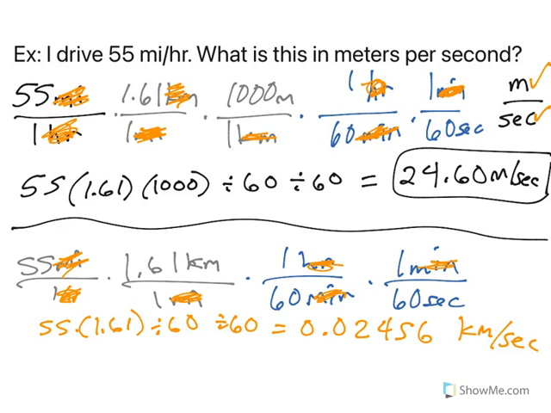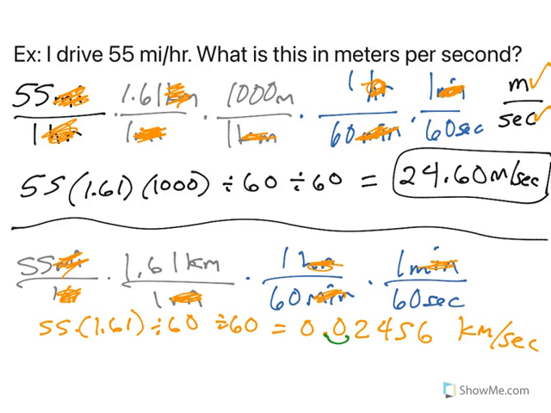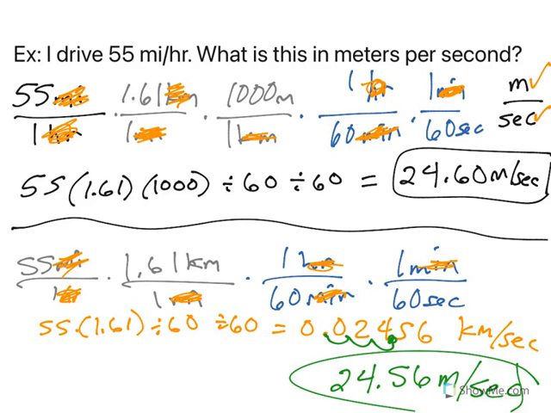But that's not what I want, right? Remember, I need meters. So if you think about your metric units, we have deca, and we have hecto, and we have kilo. And we're starting in kilometers, and we need to go to meters. So 1, 2, I need to move my decimal 3 to the right. So here's my decimal, 1, 2, 3 to the right. So I get 24.56 meters per second.